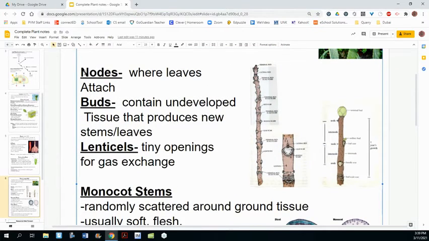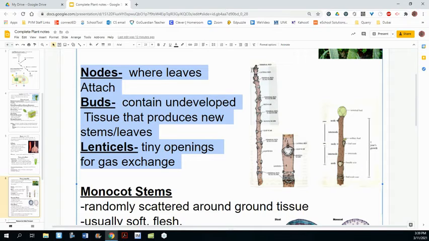Now, a stem can develop nodes, buds, and lenticels. These are all important structures on the sides of the plant or the stem. The nodes are where leaves attach. Buds are undeveloped tissues that are going to produce new stems and leaves. So I think you know that there are terminal buds at the ends of little branches, and we can identify those in the spring. They're going to be coming out soon.